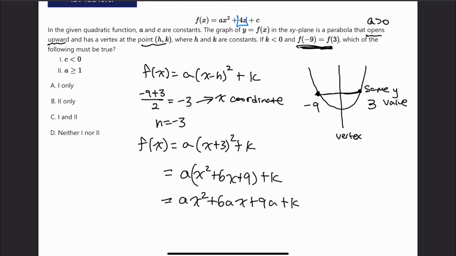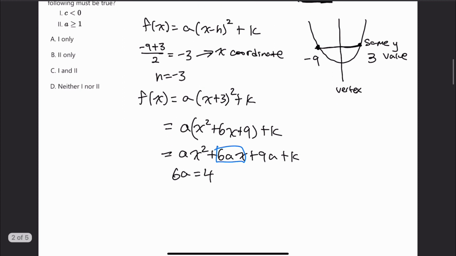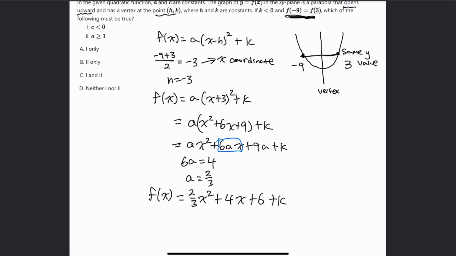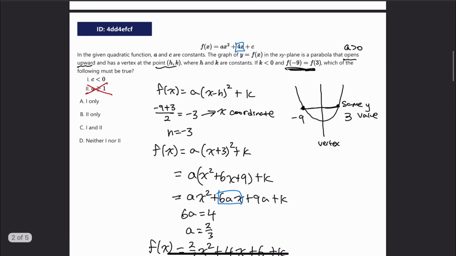So the question says the coefficient of the x value is 4, so we need to match these. So 6a is equal to 4, a is equal to 2 over 3. So we could again rewrite our f(x) as 2 over 3 x squared plus 4x plus 6 plus k. Since a is equal to 2 over 3, we know that this second option cannot make sense. And 6 plus k is equal to c overall here.